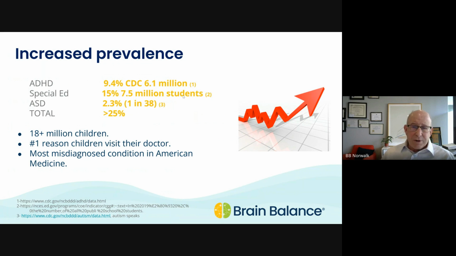10, 15 years ago, it was 1 in 10,000. Now, diagnostic criteria have improved. That's part of it, but it's not all of it. There is an actual increased prevalence in these disorders. So the total of children who are struggling in any of these areas of decreased brain health is about over 25%. And that's just the children who are diagnosed. So there's another 25% approximately that have not been diagnosed. So that's 50% of our childhood population has some form of neurodevelopmental disorders.